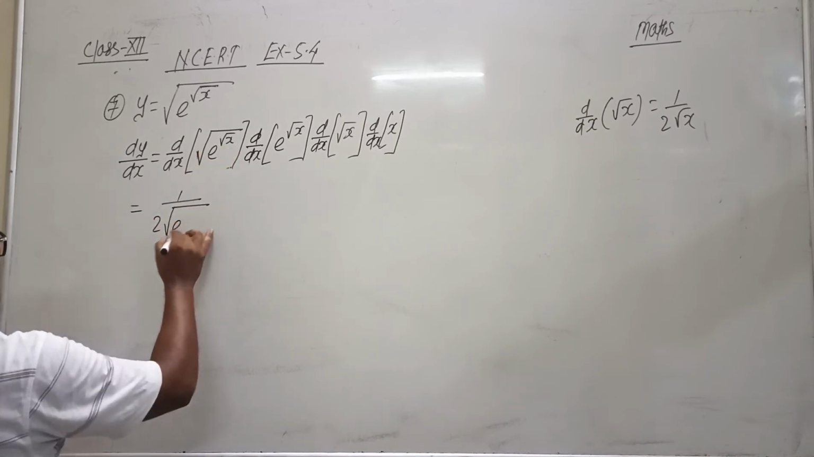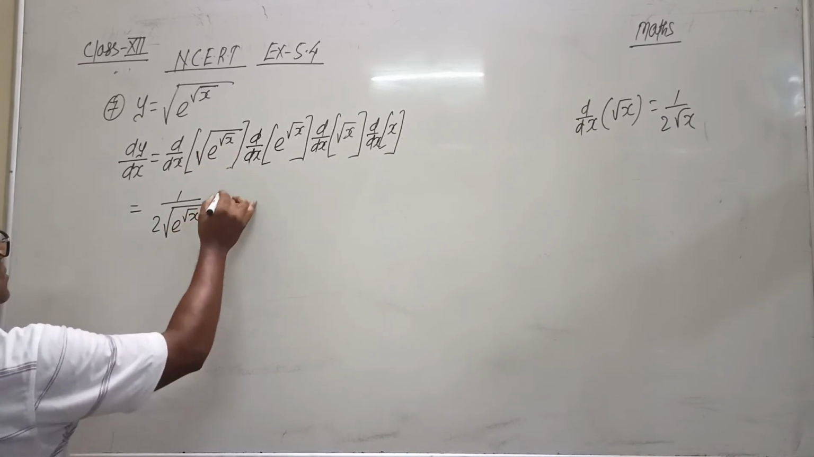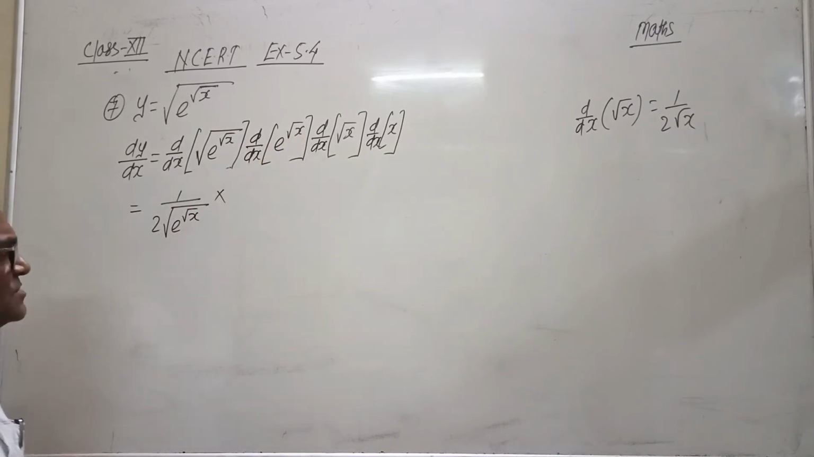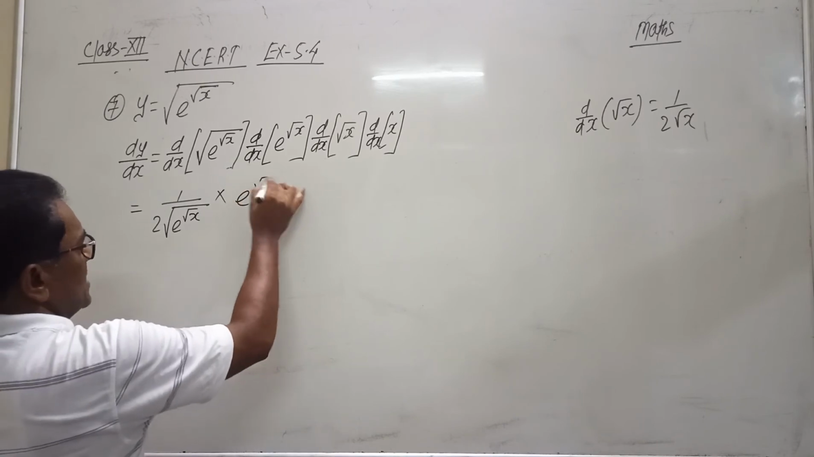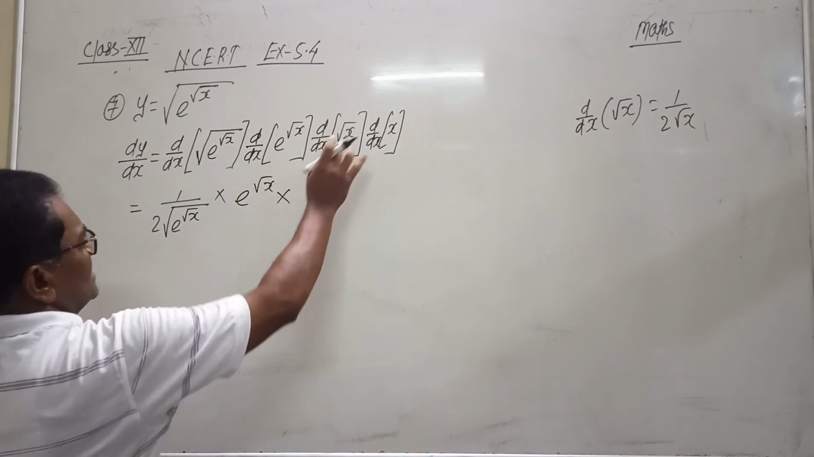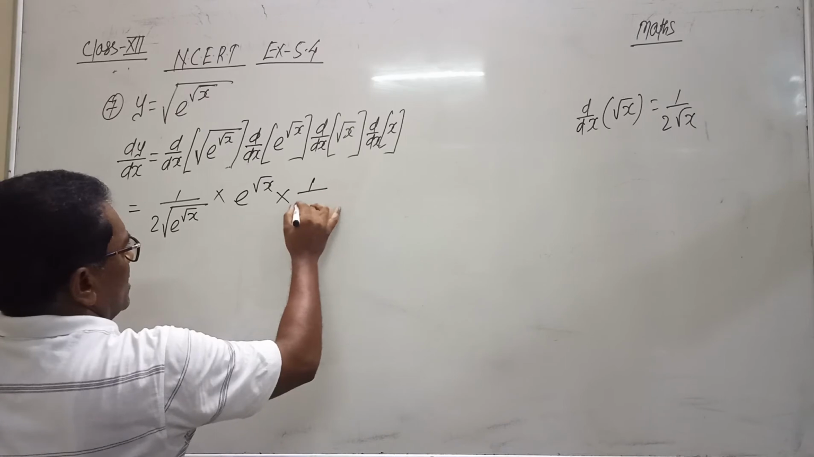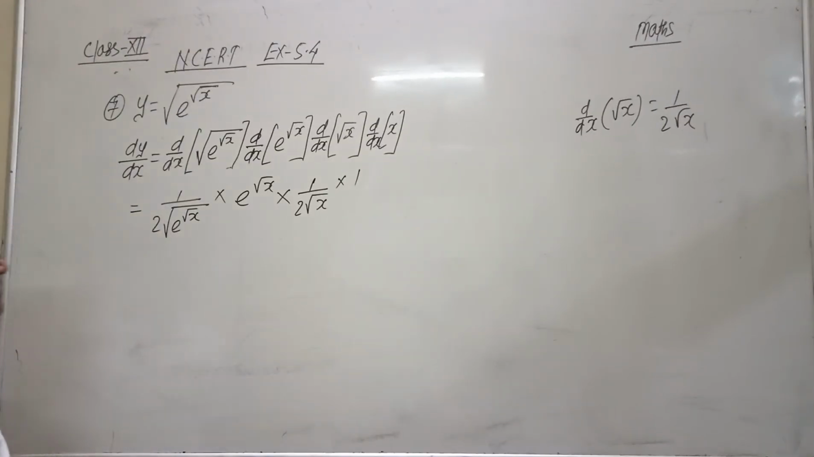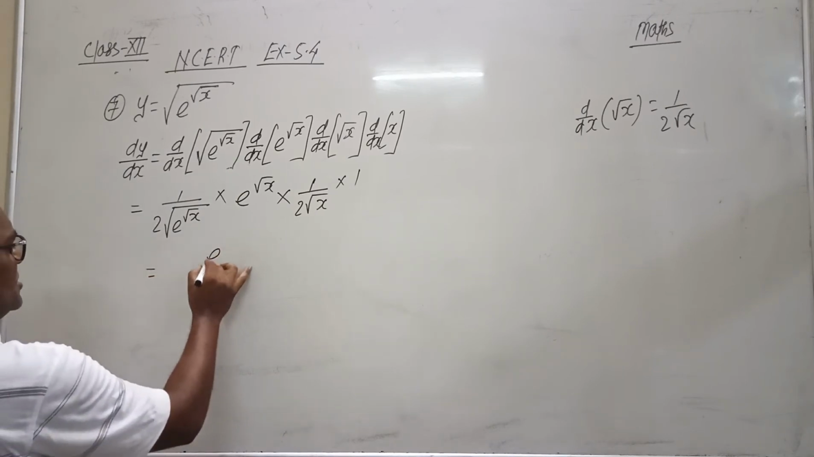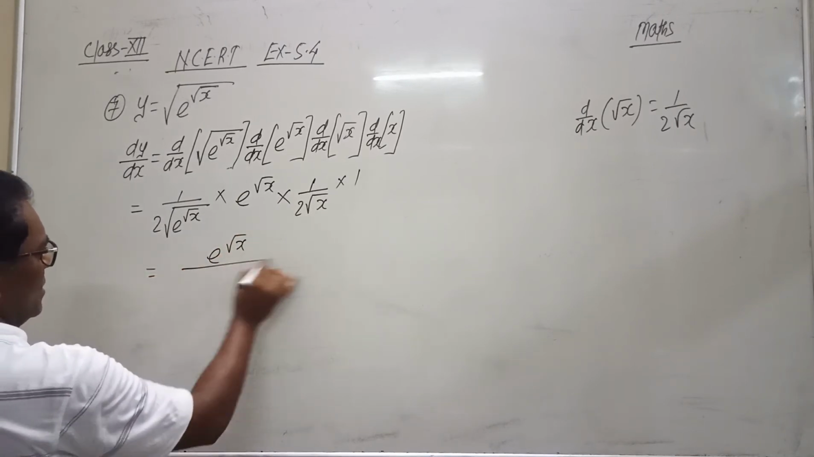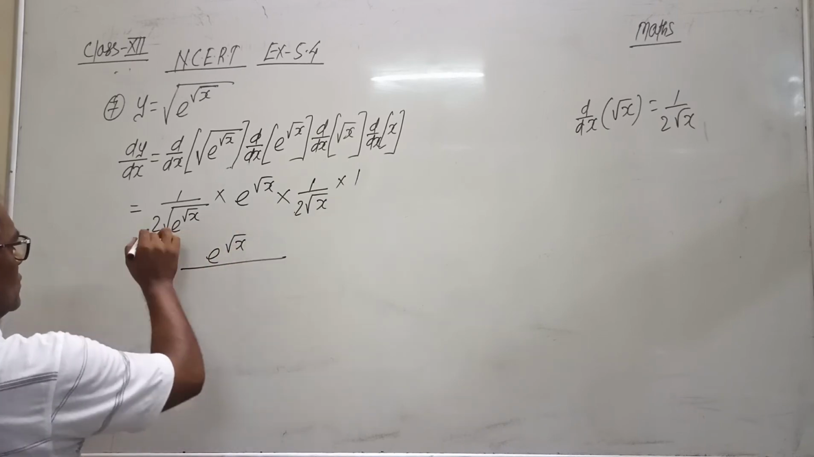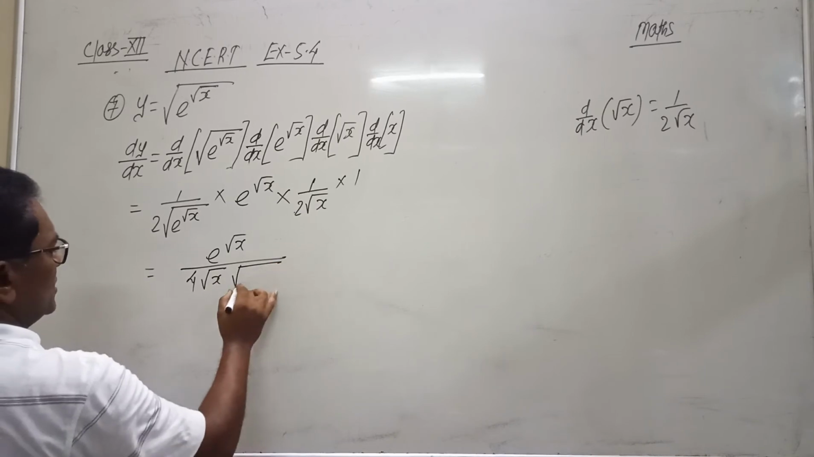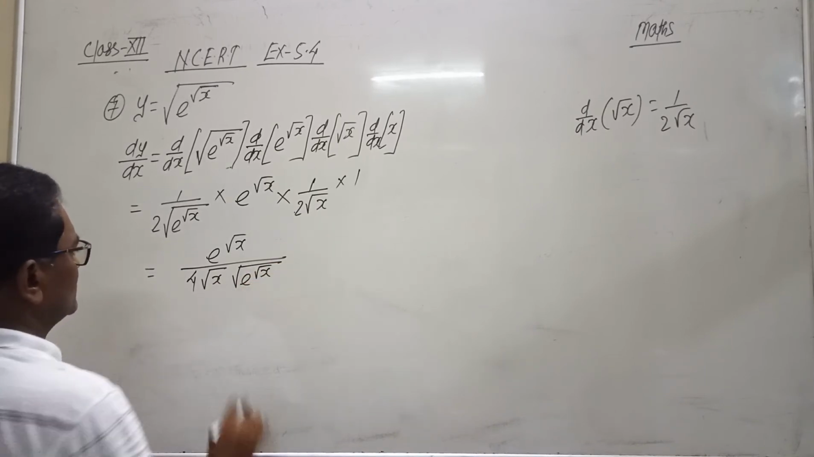At the place of x we have e raised to the power root x. Now differentiation of e raised to the power x. This is e raised to the power x as it is. Differentiation of root x is 1 upon 2 root x, and differentiation of x is 1. So the result comes e raised to the power root x upon 2 into 2, 4 root x and root e raised to the power root x.